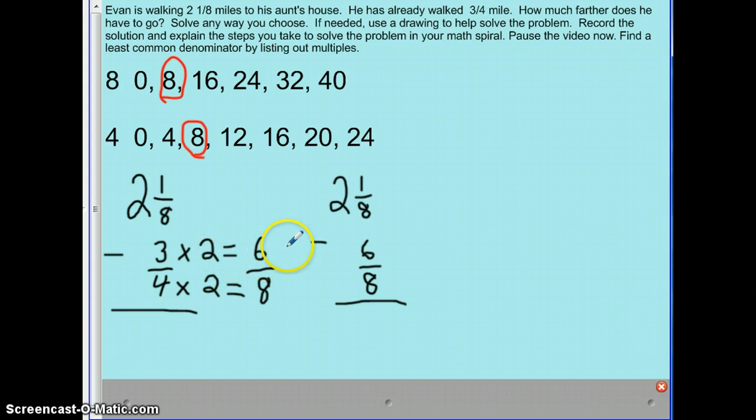So I have 6/8. So I have 2 1/8 minus 6/8. Oh, this is my favorite type of problem. So I come over and I make this 1, and I take a whole over. Guess what? If I had everything divided into 8ths, I bring over, that's right, 8/8.